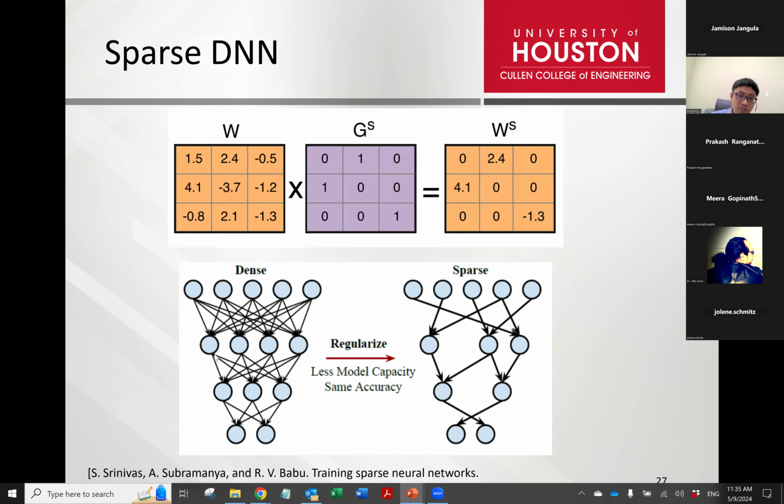Okay. So this is a dense machine learning model, a dense neural network. Different connections may have different impacts. For those connections with negligible impacts, we can remove them, and then we just use a reduced neural network, or say a sparse neural network. We can retrain it. We may still be able to achieve the same prediction accuracy.